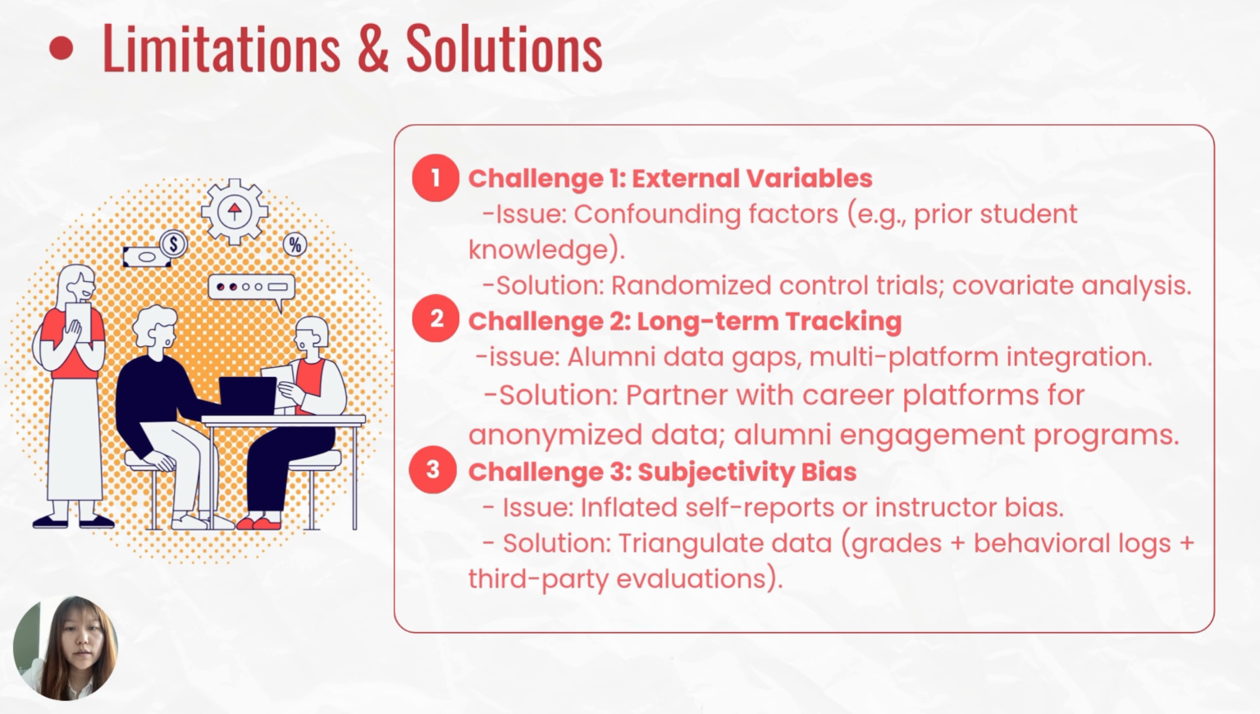Challenge 3. Subtle bias. In general, self-reports or reteaching can exaggerate results. Solution: combine test scores, behavior logins, and independent expert reviews. If all 3 sources agree, the findings are much more trustworthy.